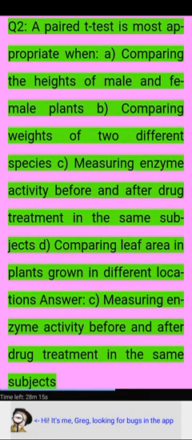Q2. A paired t-test is most appropriate when A. Comparing the heights of male and female plants. B. Comparing weights of two different species. C. Measuring enzyme activity before and after drug treatment in the same subjects. D. Comparing leaf area in plants grown in different locations. Answer. C. Measuring enzyme activity before and after drug treatment in the same subjects.